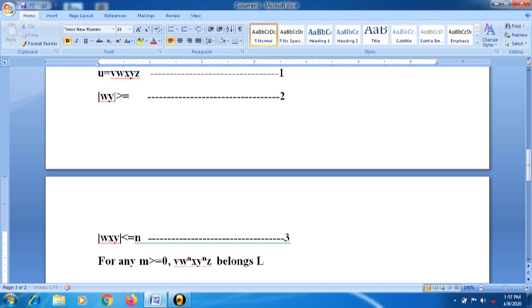So this is our last case. If a string we have considered from a context free language satisfies these 4 cases, then and only then is our language a context free language. Otherwise it is a non-context free language.